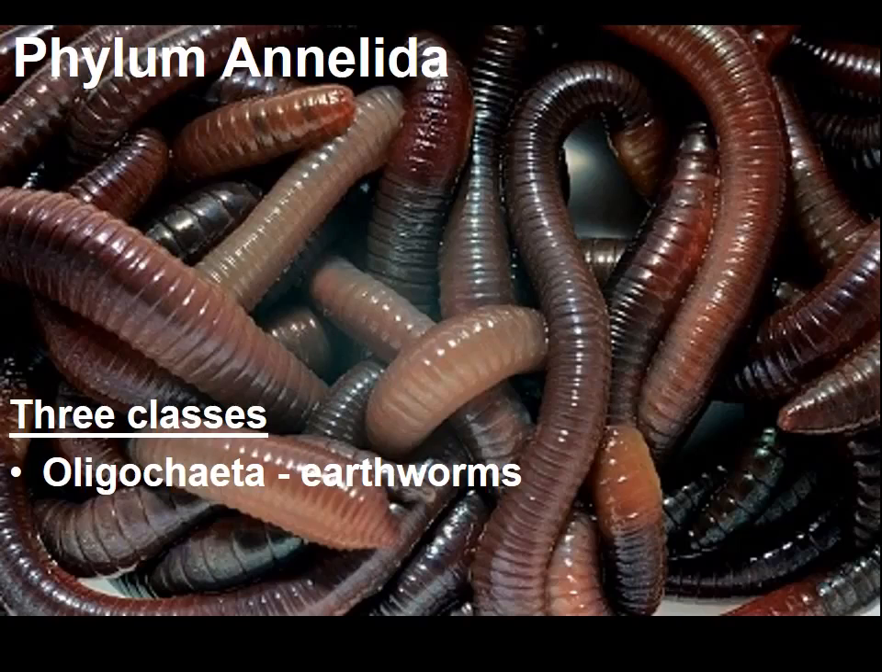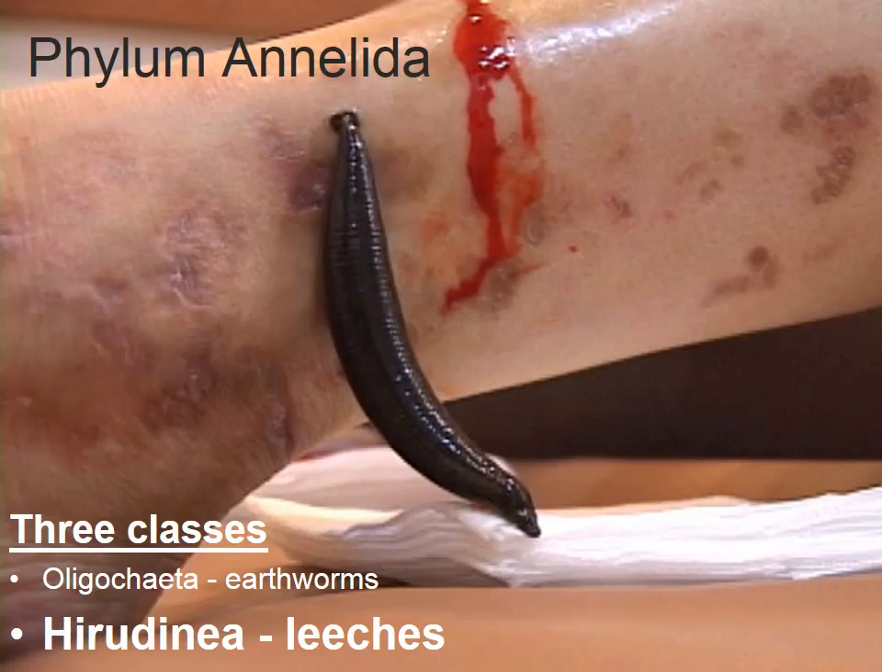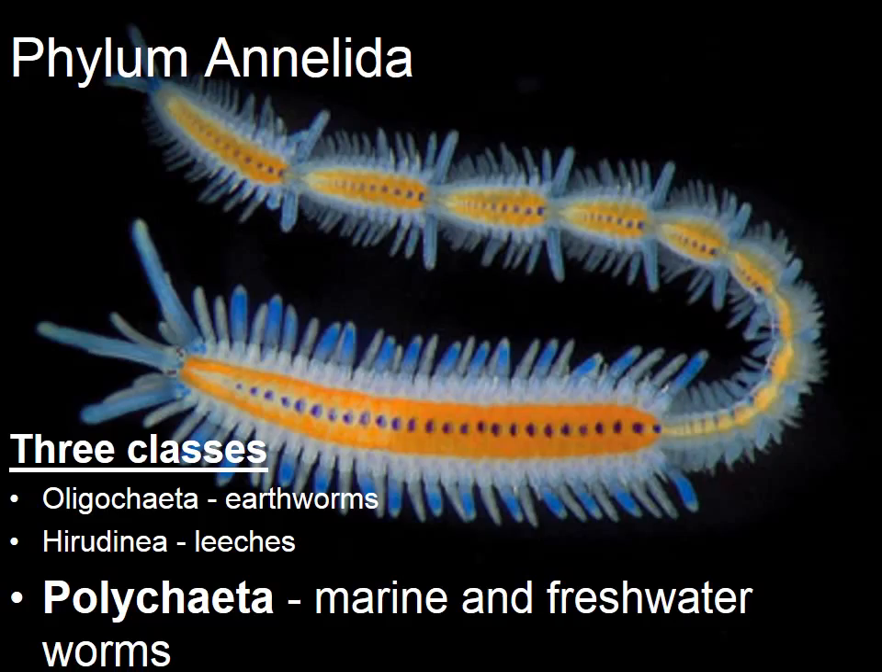As I mentioned in the first video, you'll be responsible for the class names Oligochaeta, which are the earthworms, Hirudinae, which are the leeches, and you'll see this one is actually being used medically, as they are now, to reduce swelling. And finally, Polychaeta, which are the marine and freshwater worms, typically having these appendages on each segment.